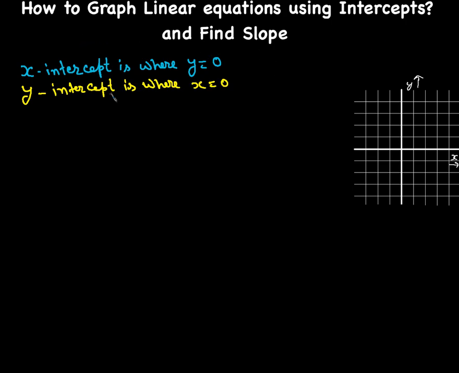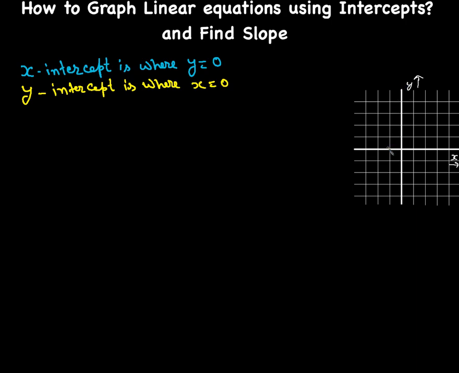So we got two intercepts. One of them is x-intercept. That means the point is lying on the x-axis, somewhere here, anywhere on the x-axis. So that's where the value of y is equal to 0. And then we got the y-intercept, where the value of x is 0. That means the point is on the y-axis.